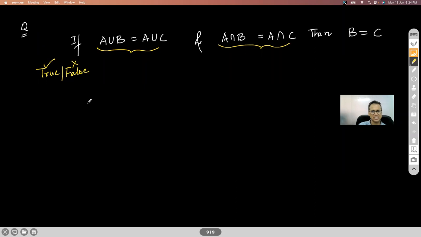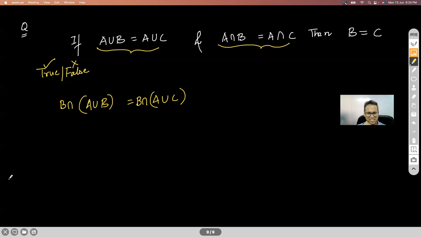Okay, so let's start with A union B equal to A union C. We know that it's given. It's a truth. So what I'm going to do is take intersection with B on both the sides. So I'm going to take intersection with B on both the sides. Now, have you heard of a property called distributive law?